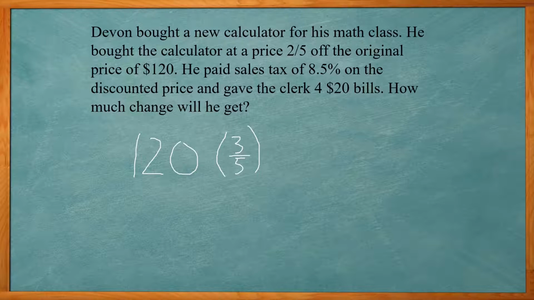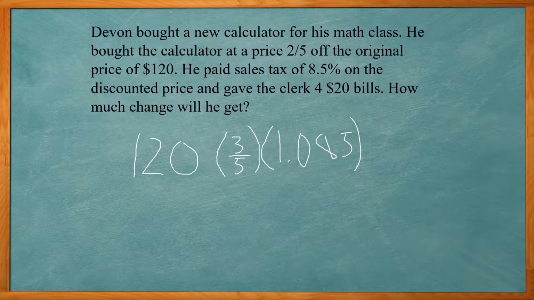That's going to be the new discounted price. If we're paying the sales tax of 8.5%, I'm going to change that to 1.085. So that's going to take the 120 times 3/5. That's going to be our discounted price. Then I'm going to multiply it by 1.085, which will multiply it by 1 to give me the discounted price plus 8.5% of it, all wrapped up in one equation. So if I do that, that's going to give me $78.12.